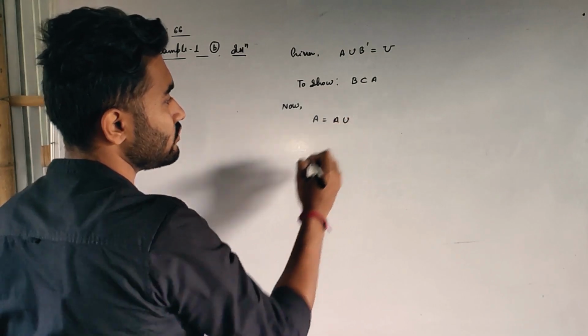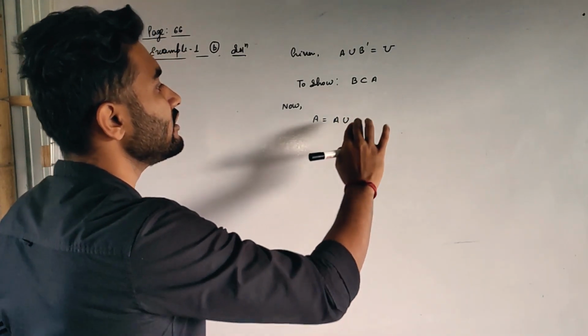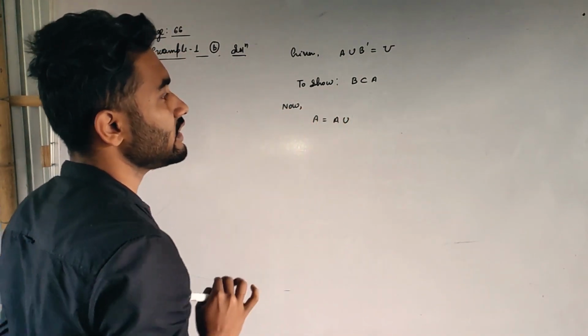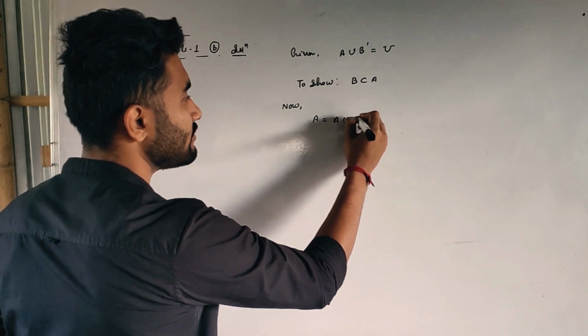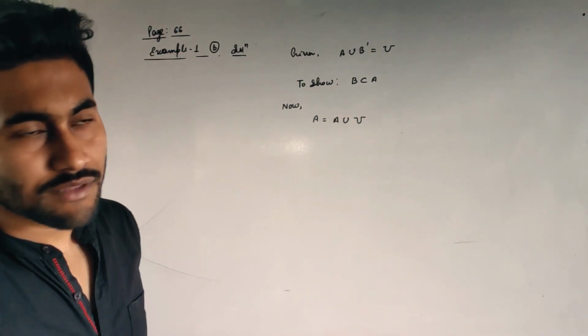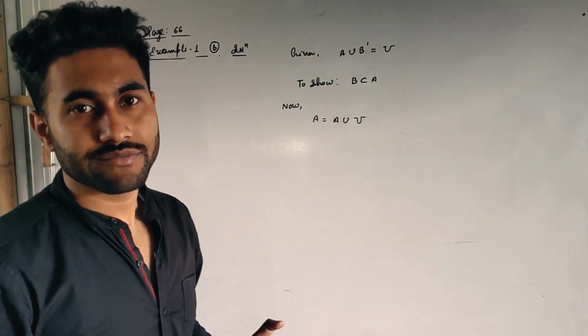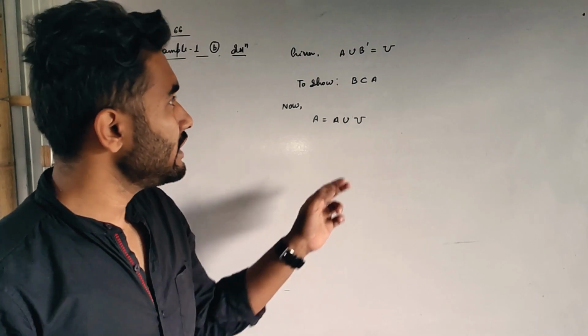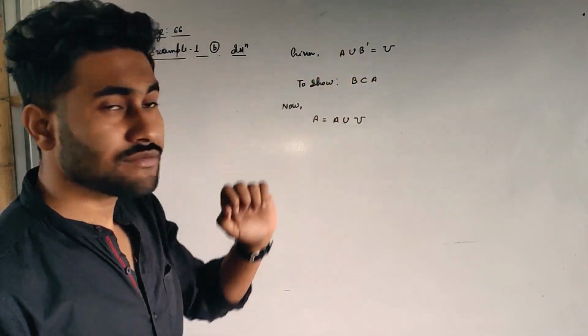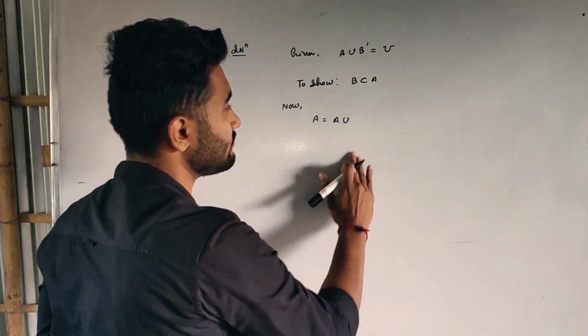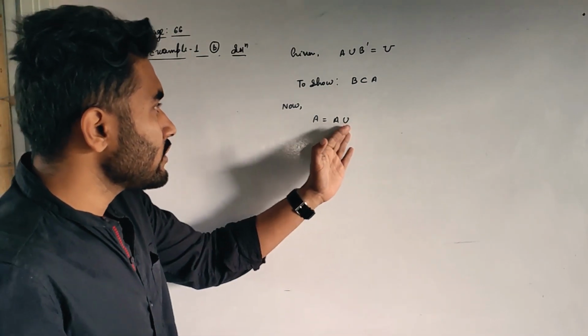Union is given, so I will write union. Then you have to write something here so that it is A. Why can't we write the universal set? If we take the union of A with the universal set, we get the universal set; with intersection we get A, but intersection I cannot use because it is not there.